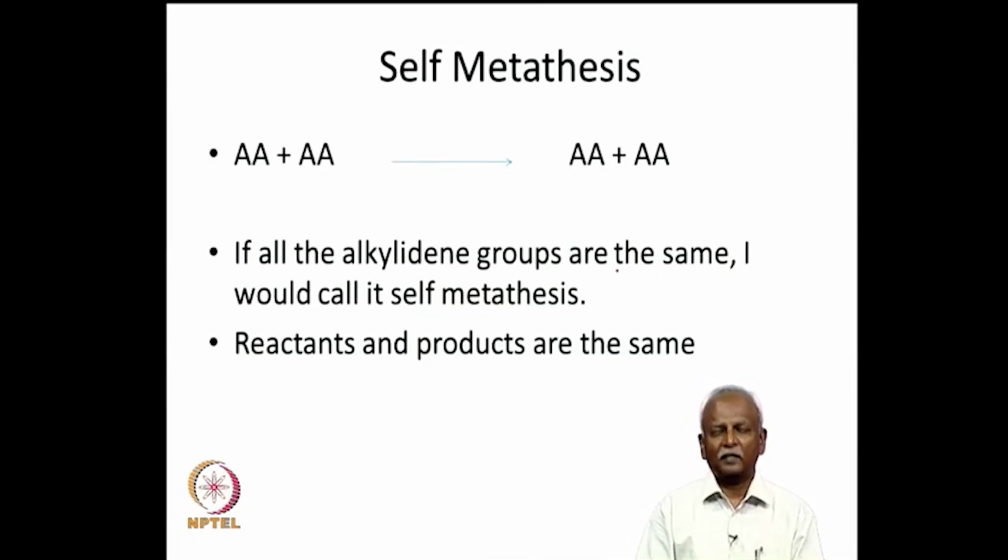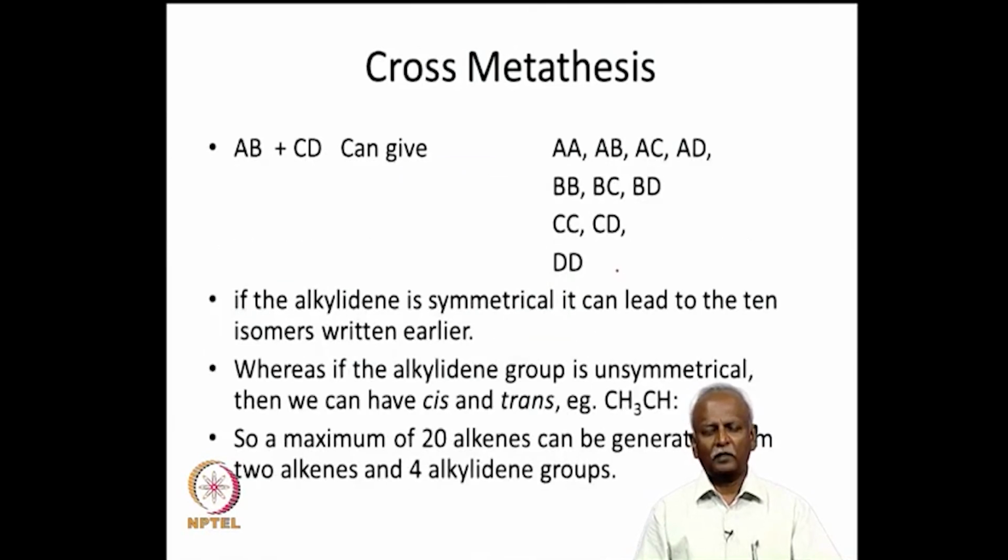I would call self metathesis as a first example. Suppose you just have two alkylidene groups which are identical, and you carry out metathesis, you would end up with reactants and products which are the same. I would call this self metathesis, and there is no thermodynamic loss or gain in this whole process, and there is no effective reaction also. So, it is not of a great utility to have the self metathesis. So, the more useful reaction is the one where you have cross metathesis.